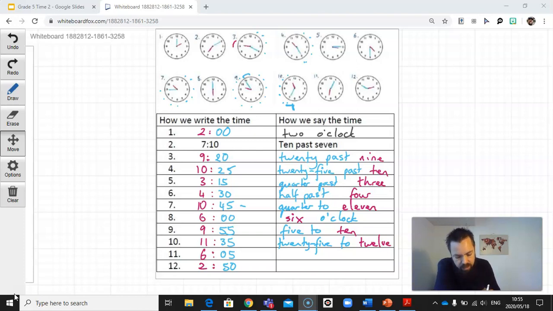This one is in the first half, so it's just after the hour, so it's 5 past, and it's 5 past, and our hour is 6.